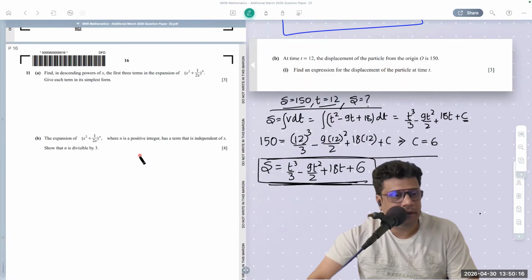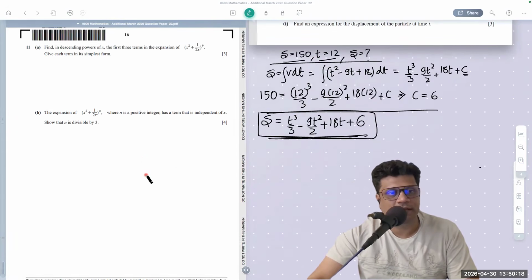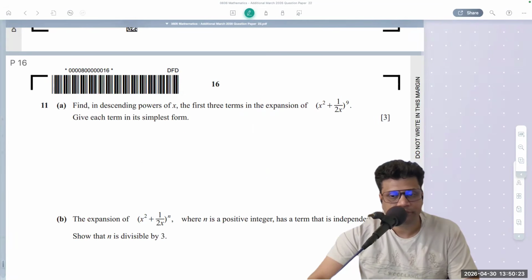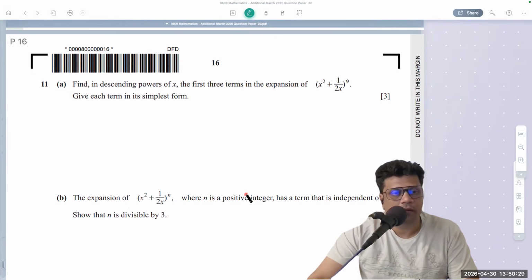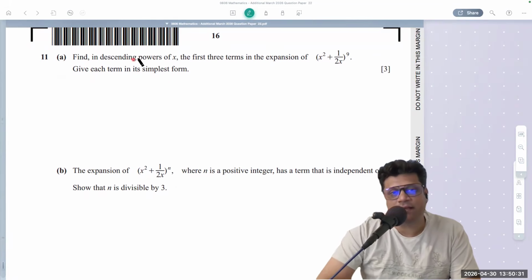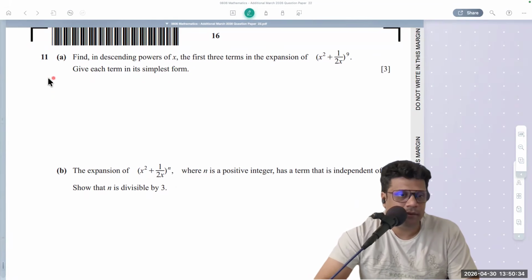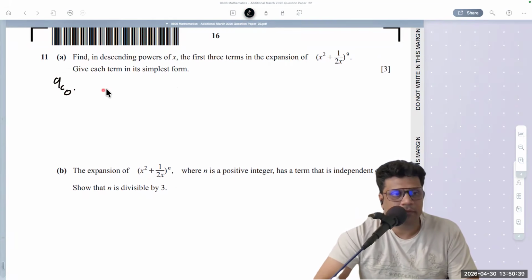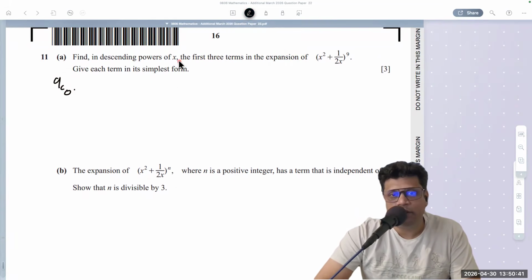Okay, let's move to the last one. Is this the last one? Yes. Oh, binomial. Okay, nice. Let's see. Finding descending powers of x, the first three terms. Okay, so I go 9c0. You want descending powers, so you want x squared to have the maximum power first and 1 by 2x to have the minimum power first. That's your first term.